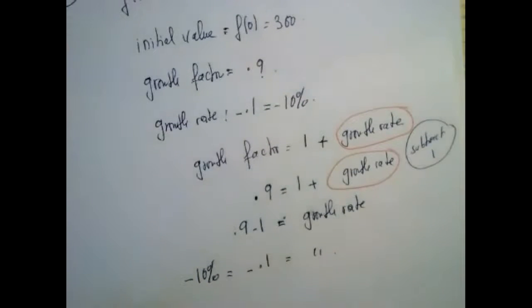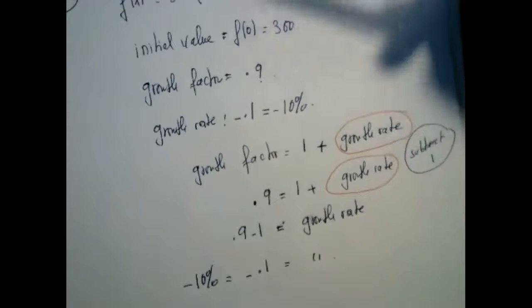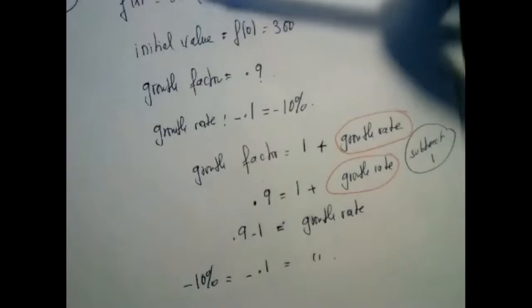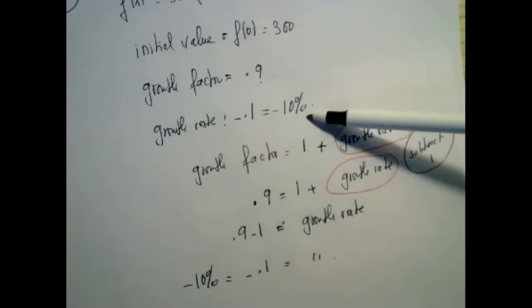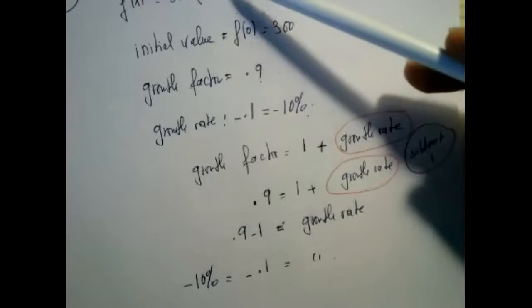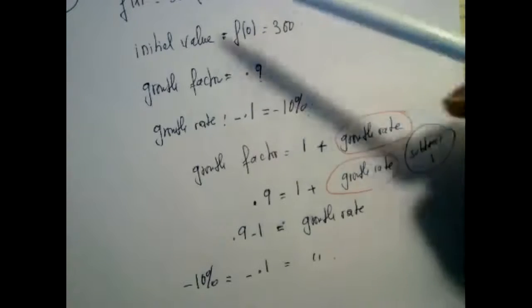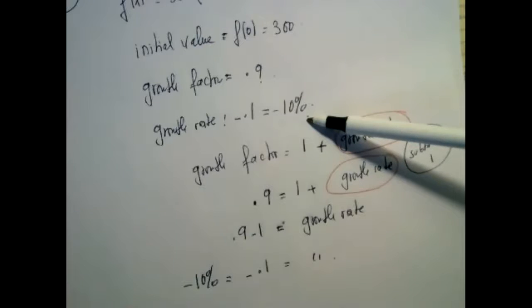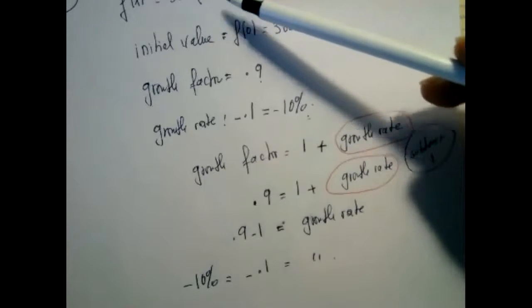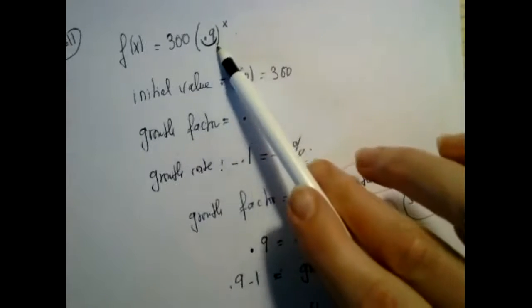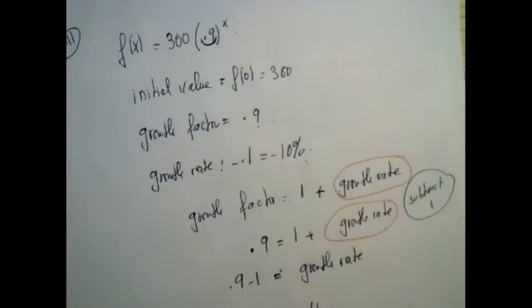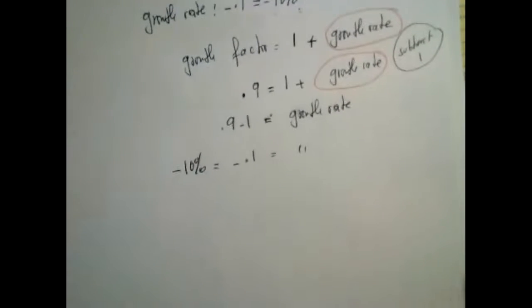So what it means to you is the following. If you have a population or anything, initially 300, it loses 10% of its value every year. The question is, how much do you have after x years? If it loses 10% every year, it means it keeps 90%. That's the growth factor, and that will be the formulation. So this really represents a function which is decreasing at the rate of 10%. That's really what the growth factor is about.